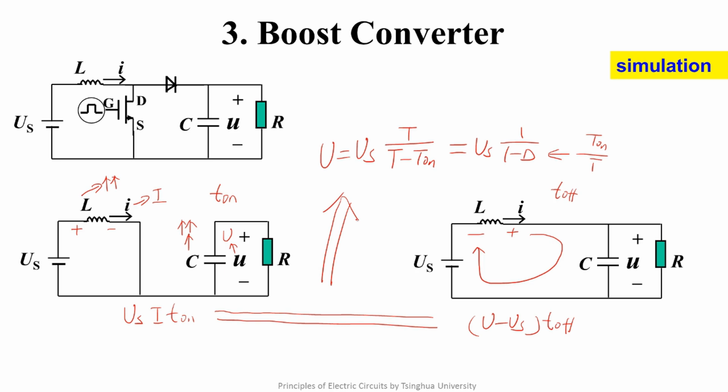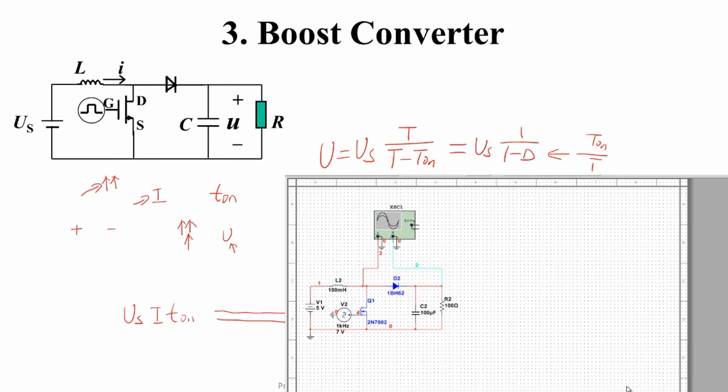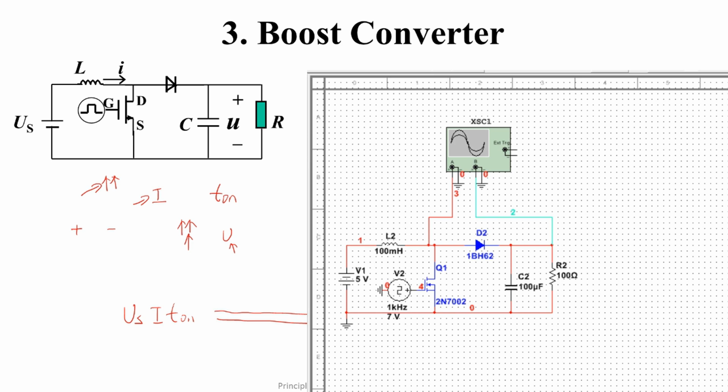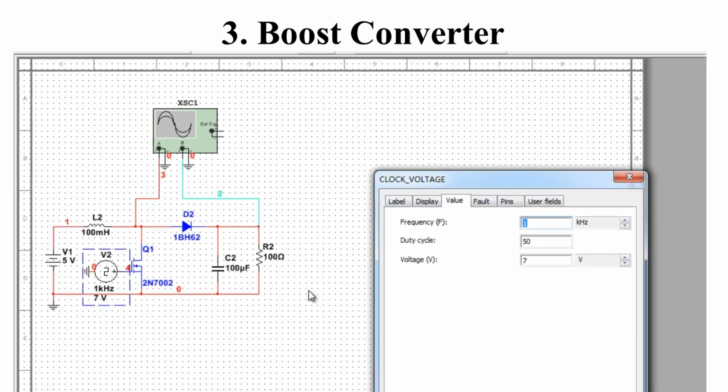Next, we use a simulation to verify the derivation. Please check the circuit on the screen. That is the circuit of the boost converter in the previous theoretical analysis. Channel A of the scope is the voltage between D and S of the MOSFET. Channel B of the scope is the voltage of the load. We now have a look at the duty cycle. Here's 50%.